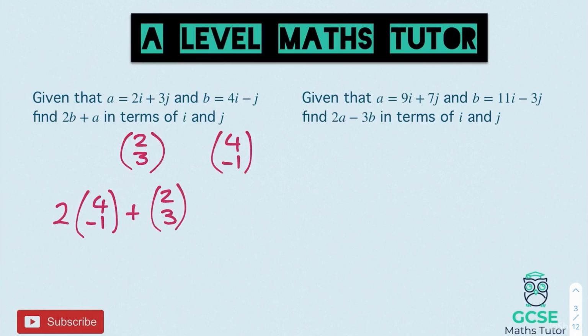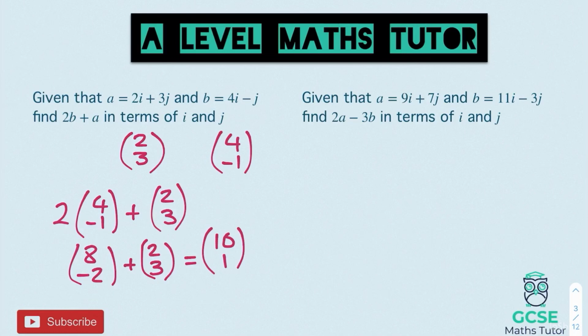And if we expand this first one, so 2 lots of the first one, we get 8 over minus 2, and again we're going to add to that 2 over 3, and then we just need to add those together. So 8 plus 2 on the top is 10, and negative 2 add 3 on the bottom there is 1, and there is our final vector, 10 over 1. Obviously not forgetting to write it in terms of i and j, so if we convert that into terms of i and j, we get 10i plus 1j, or just plus j. And you wouldn't be wrong to put 1 with the j, but you just don't need to.